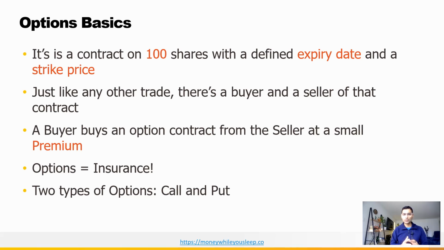cover. This is for those who are completely new to options and who have not watched my previous videos. I have covered all these basics in detail in my other video which I'll put in the description too. So options are nothing but a contract on 100 shares, which has got expiry date and a strike price. Just like any other trade, there's a buyer and a seller of this contract. There's a premium involved between buyer and seller, which buyer pays to the seller. Options work just like insurance, and there are two types of options, call and put.